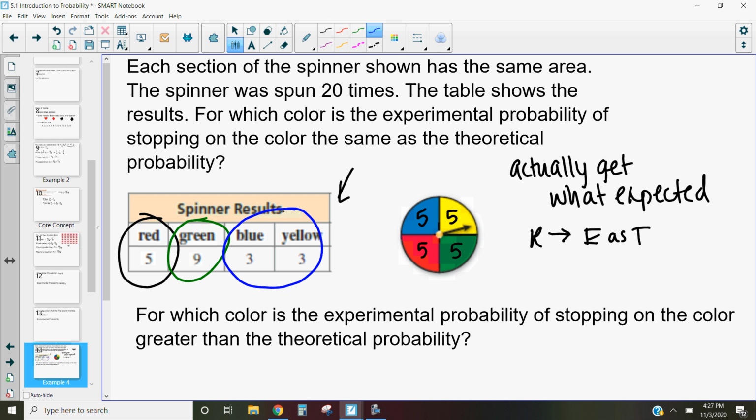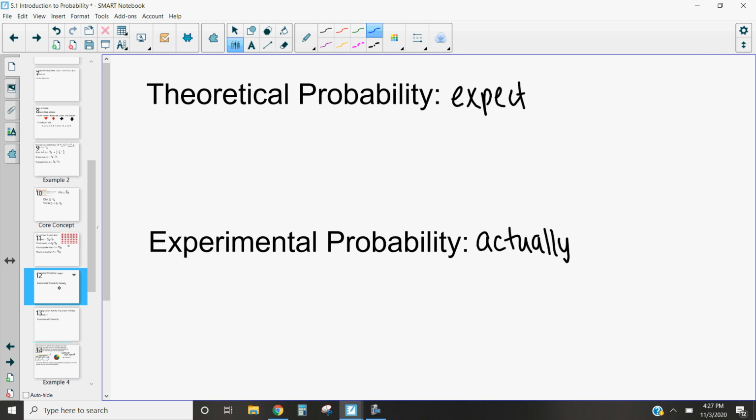And so it's cool to see how this experimental probability affects that theoretical. They have this relationship where we expect to get something, but do we actually get that? No. And that's what's really important to take into account here when we're looking at those two probabilities. So that's really the difference. Again, theoretical probability is what we expect to get. Experimental probability is what we actually get.